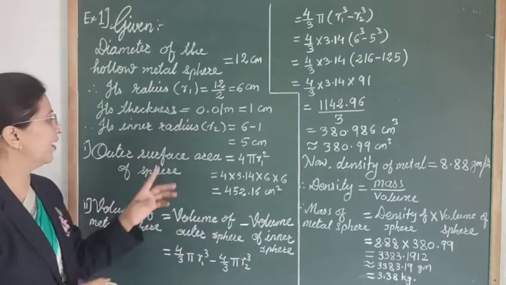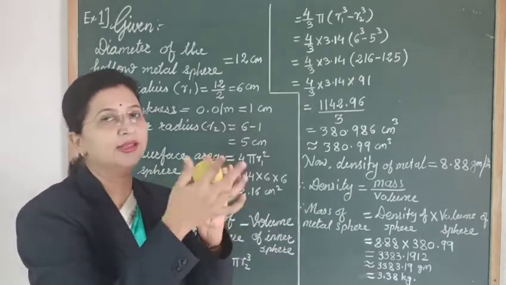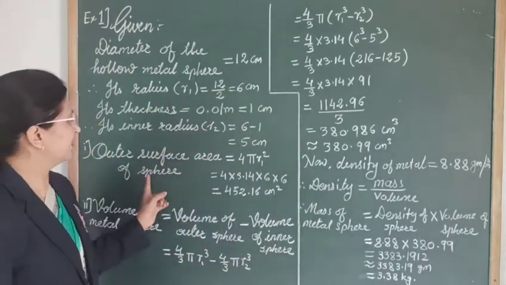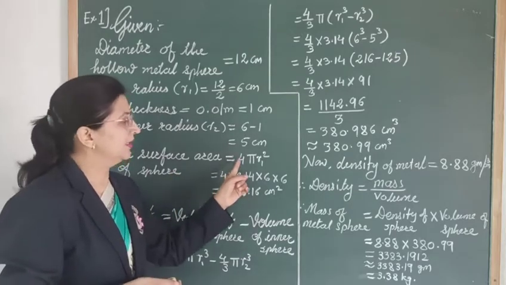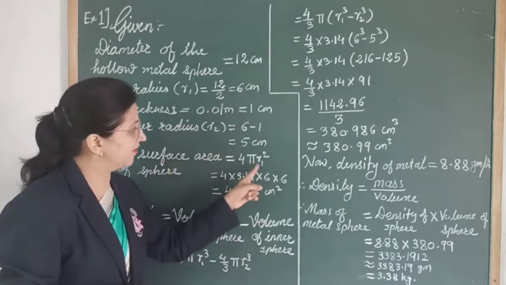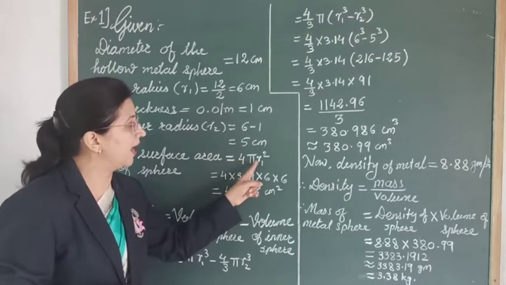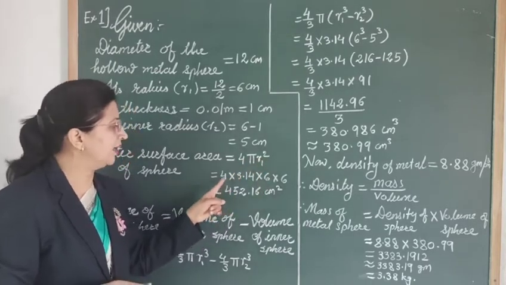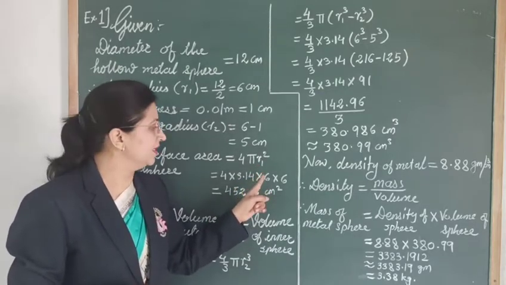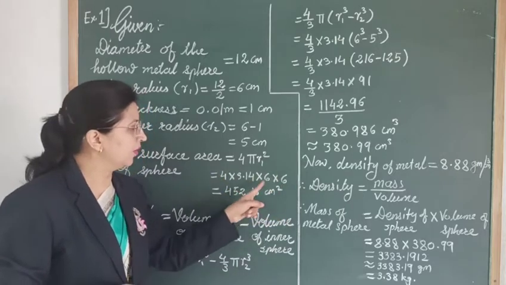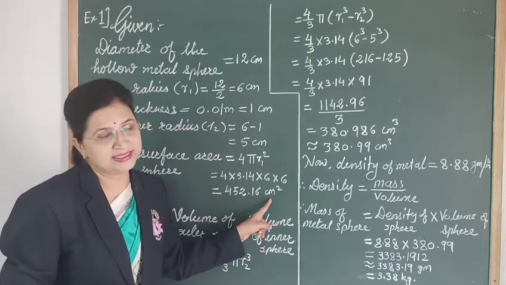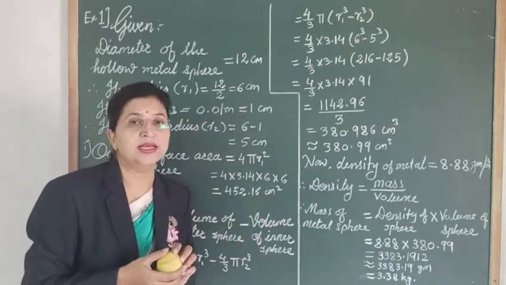Okay. Now we have to find the outer surface area. To get the outer surface area, we use the outer radius. The outer surface area of sphere is equal to, we know the formula, 4 pi r square. But as it is the outer surface area, we take the radius as r1. So 4 pi r1 square. Let's put the values: 4 into pi, that is 3.14, into the outer radius 6, so 6 into 6. After taking the product of these numbers, we get 452.16 square centimeter. So this is the outer surface area of the sphere.